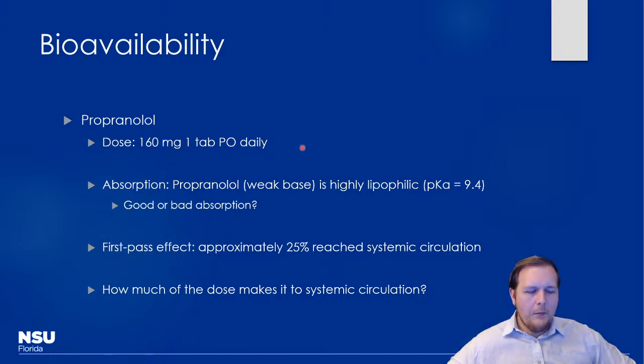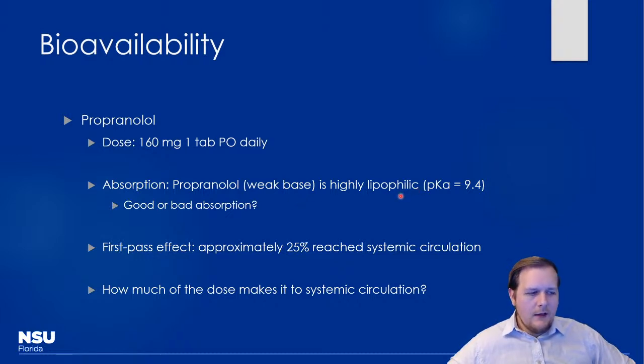We're taking 1 tab PO daily here, and let's say that looking at the absorption, we see that propranolol is a weak base, but it's highly lipophilic. It has a pKa of about 9.4. So you're looking at it and saying, okay, is this going to have good absorption or bad absorption? Well, it's a weak base. How much of it would be absorbed in the stomach? Well, probably not a lot, right?